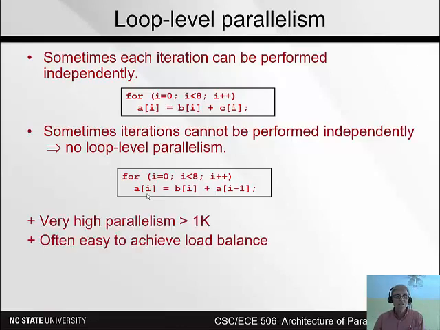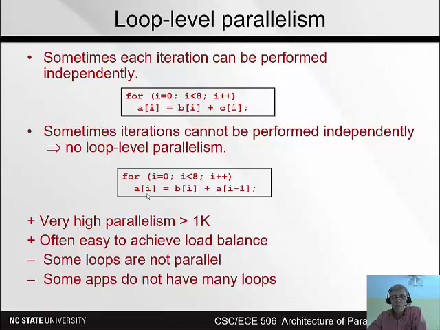Now, an advantage of loop level parallelism is that you can get very high parallelism. More than 1,000 loop elements can execute at the same time if you have the proper kind of parallel processor. And it's often easy to achieve load balance. If you've got 1,024 processors working on elements of your array, well, they're all busy as long as each other, and then you just move to the next 1,024 and you've got very good load balance.